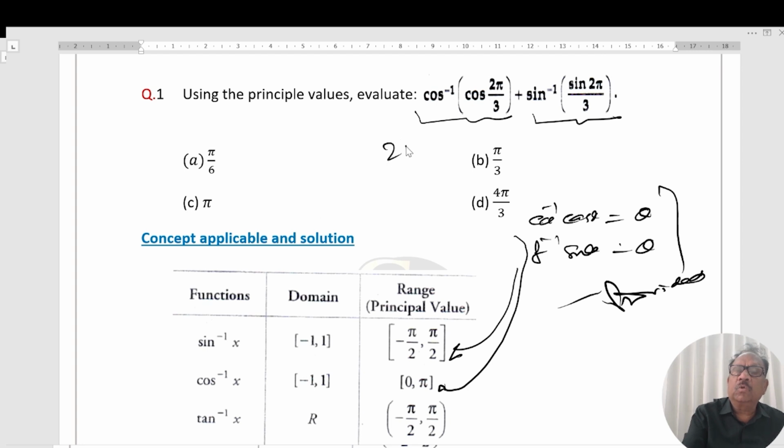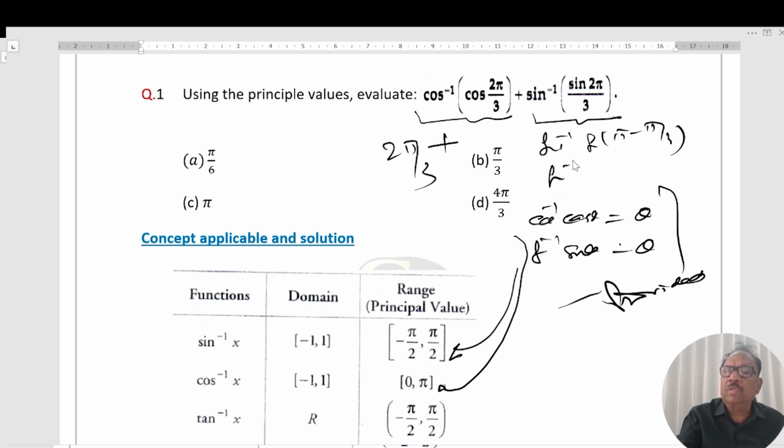This can be written as 2 pi by 3 plus sine of inverse sine pi by 3. This is not between minus pi by 2 and pi by 2, right? So how to do it? We have to reduce this into this form first. So sine of inverse sine of pi minus pi by 3, which gives us 2 pi by 3.